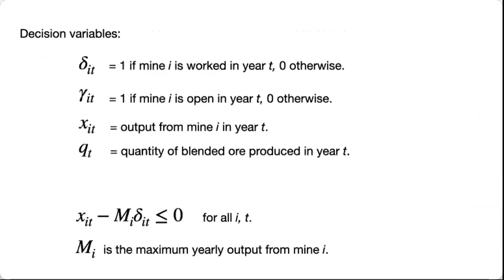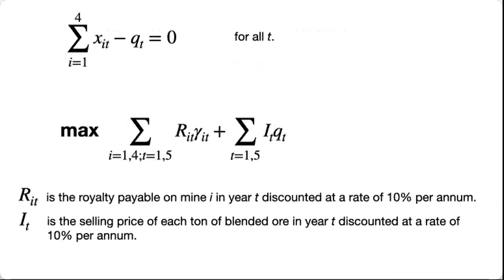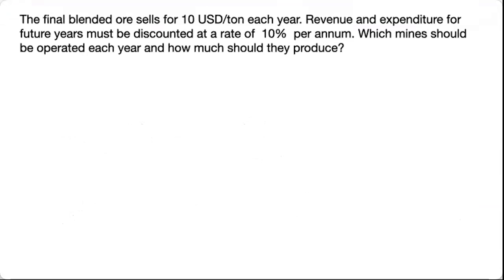So this is the objective function. So what is the objective function? We want to know which mine should be operated each year and how much should they produce. So we have revenue and expenditure for each year. And what else? The final blend or sales, for 10 USD per ton each year.